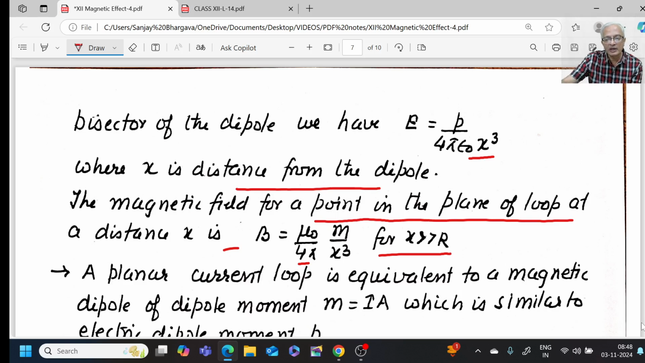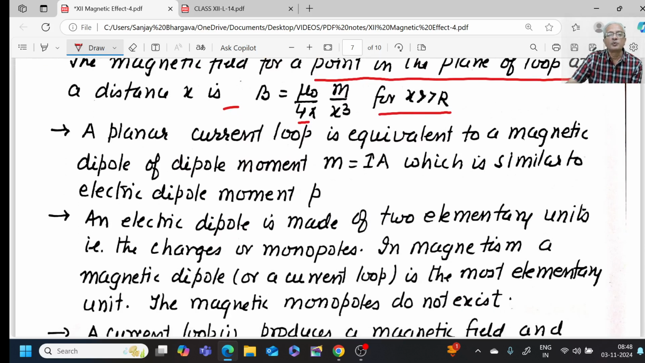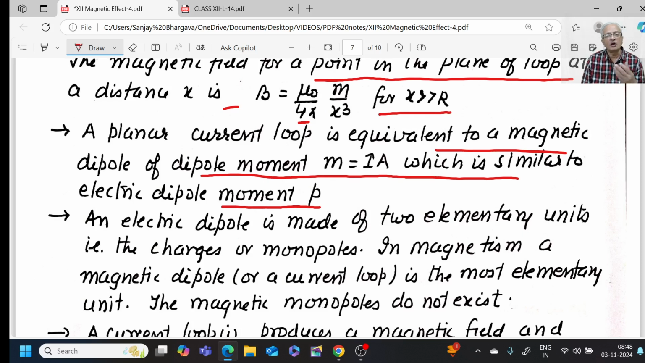So what do I conclude here? I conclude a planar current loop is equivalent to a magnetic dipole of a dipole moment m is equal to IA, which is similar to electric dipole moment P. So we are just trying to draw an analogy between magnetic dipole moment and the electric dipole moment.